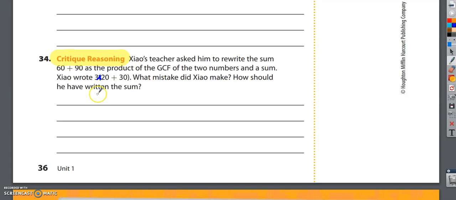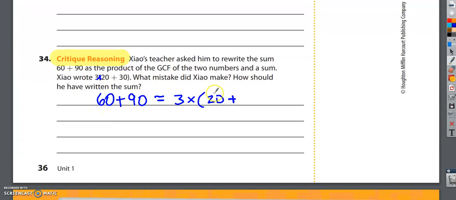So what I'm going to do here is examine 60 plus 90, and what Zhao did was he is saying that that is equal to 3 times, I'm inserting the multiplication sign. They didn't do it, but that doesn't matter. He pulled out 3 as the factor. 3 times 20. And before I even write the rest of the problem, I'm going to examine this right here. Is 3 times 20 equal to 60? It is, so that's not a problem.